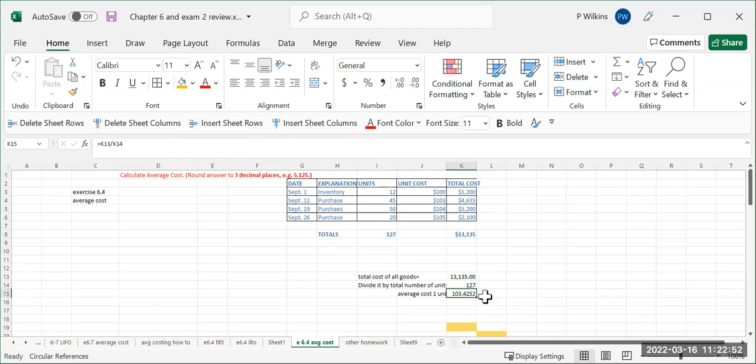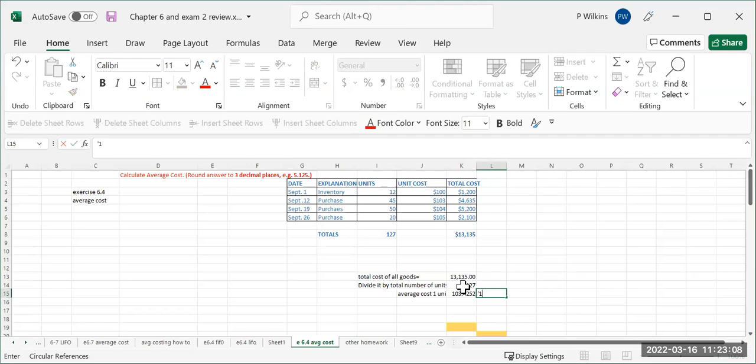They want us to round to 3 decimal places, so we actually have 4 decimal places. We're just going to drop the 2 on the end because with 0.4252, we're not going to round that 5 up, because the number to the right of the 5 is the 2, so it is not 5 or above. So our average cost for 1 unit becomes 103.425. That's our average cost per unit.